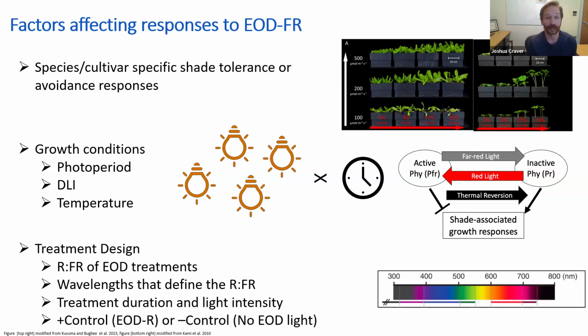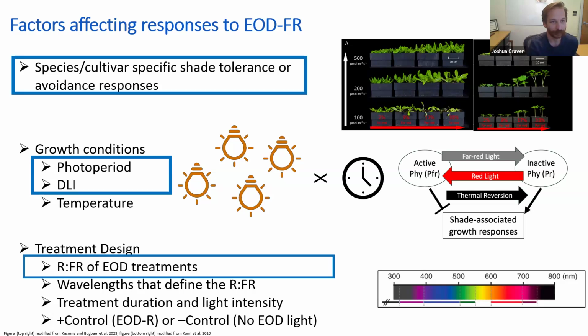Another thing that complicates it is the design of end-of-day far red treatments. Sometimes you just have one end-of-day far red treatment and a control. Sometimes the red to far red ratio of treatments doesn't really make sense. And sometimes people don't even investigate leaf responses, usually for good reasons. They're concerned with stem responses or something like that. But I have a lot of questions about all of these things, but I can't go through all of them. So I'm going to talk about the things I'm going to be investigating for the rest of my PhD.